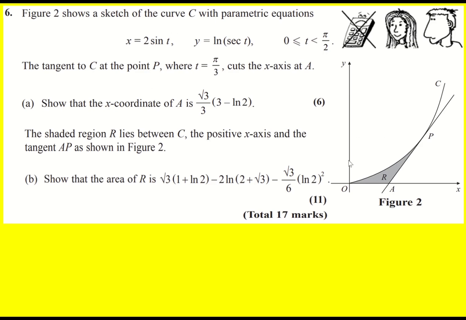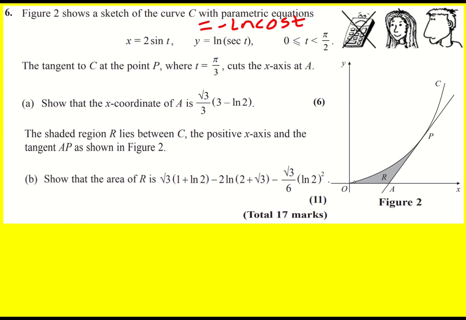We have here a sketch of a curve defined by parametric equations. You can immediately see it's pretty complicated because we've got a ln sec t going on. Now remember sec is 1 over cos, or cos x all to the power minus 1, and you can bring the minus 1 down and make it minus ln cos t. I'm kind of tempted to have that just because it's easier to differentiate. t is between 0 and pi over 2.